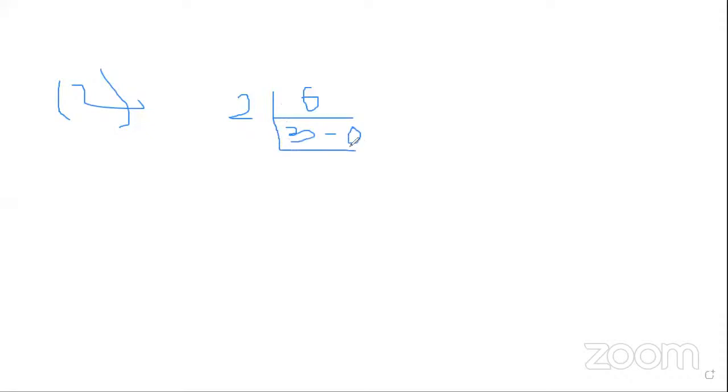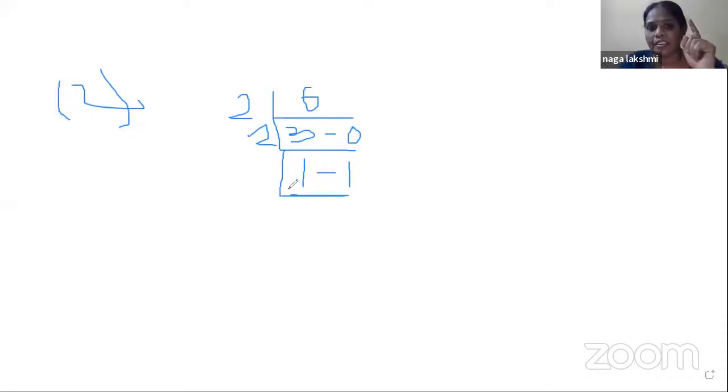Then next, once again, the same procedure you have to repeat. How many times? 2 ones are 2. What is the balance? 1. 1 is the balance. Once again, not required. So this is what it is.